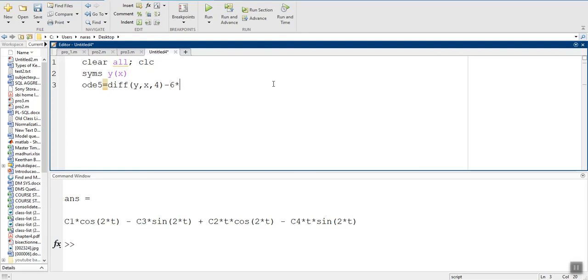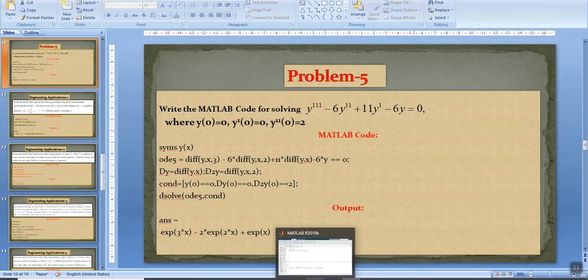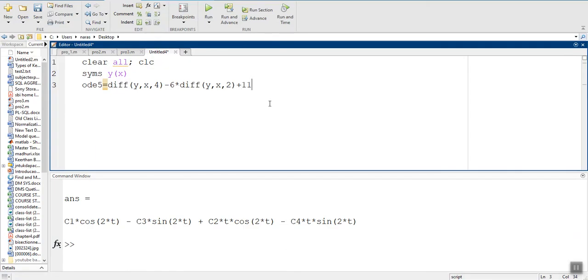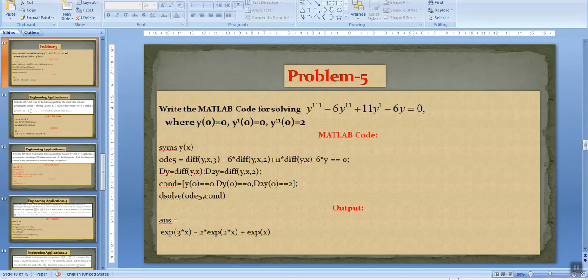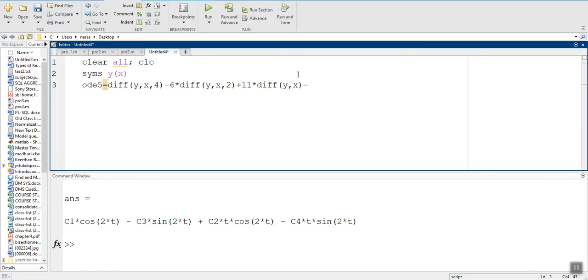into diff function of second order derivative. Okay, fine. Second order means comma 2. Okay, next term plus 11 into diff function of Y comma X. Okay, then minus 6 Y, minus 6 into Y double equals to 0. Okay, I will use semicolon. Okay, fine. Now, actually, directly if you want the solution, directly substitute the value Y equals to dsolve of ODE 5.